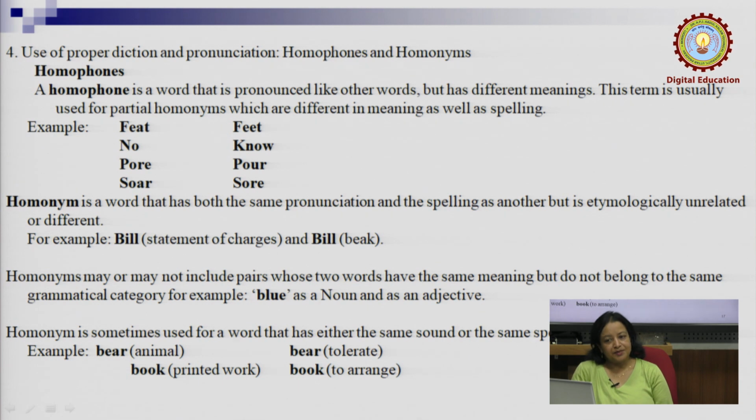Homonym is sometimes used for a word that has either the same sound or the same spelling as another, but not both. For example, bear is an animal, bear is to tolerate. Another one: book is a printed work, and book is to arrange.